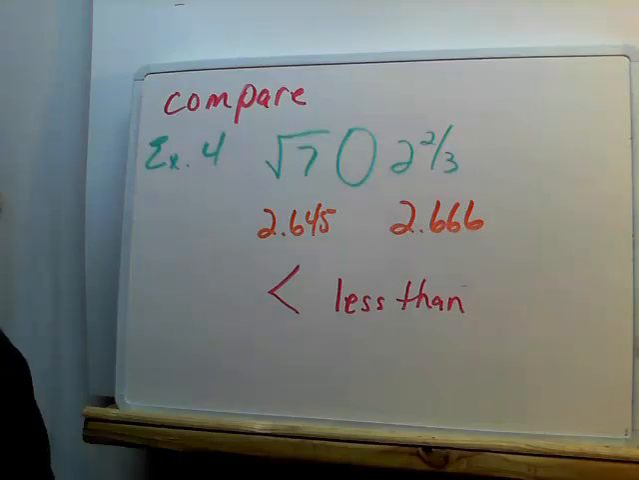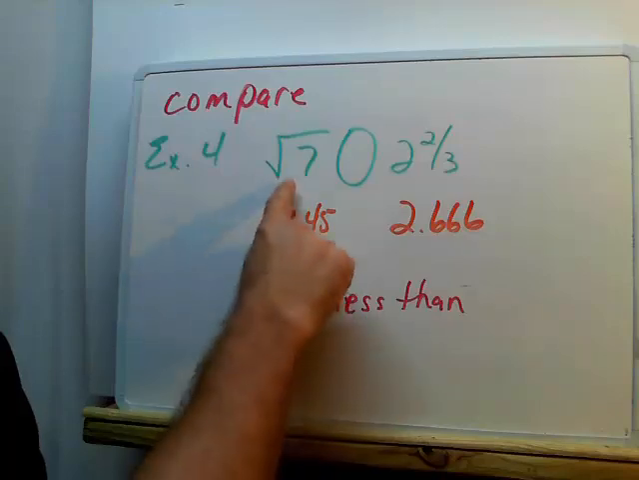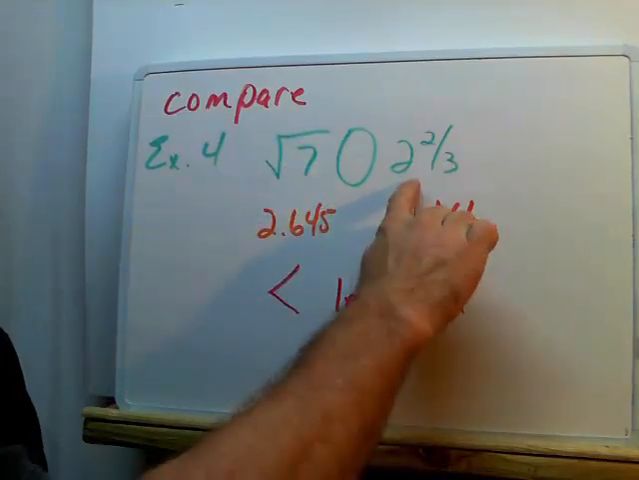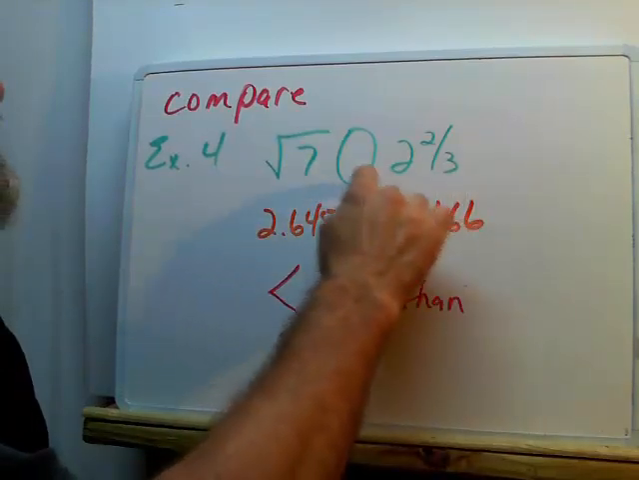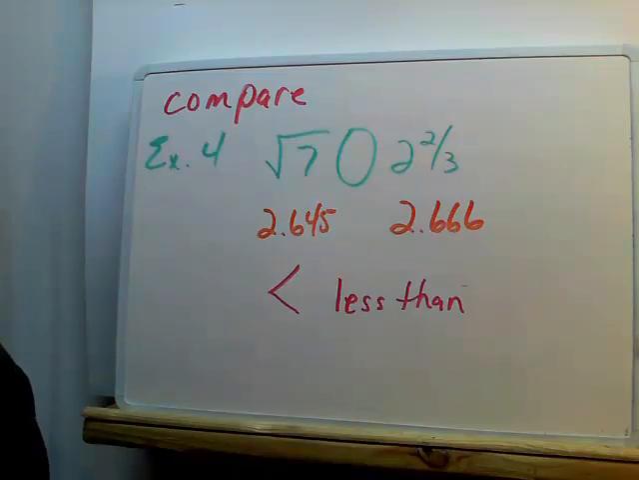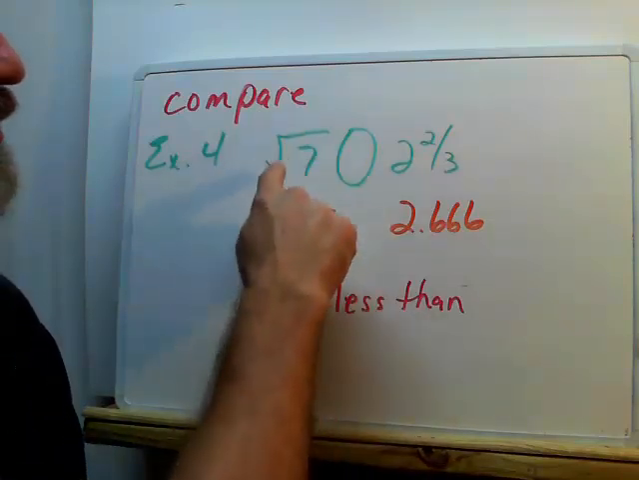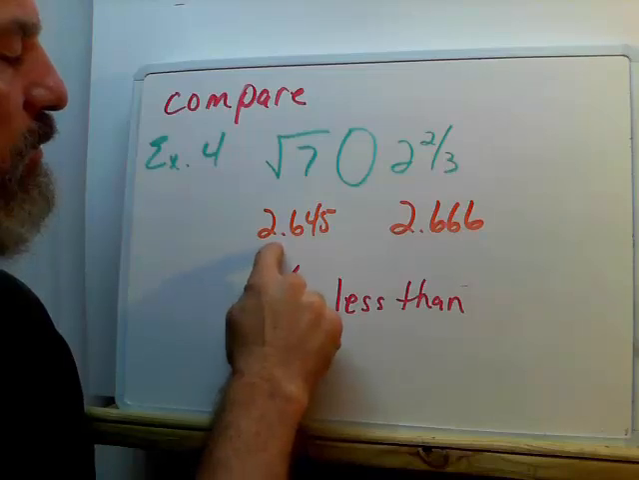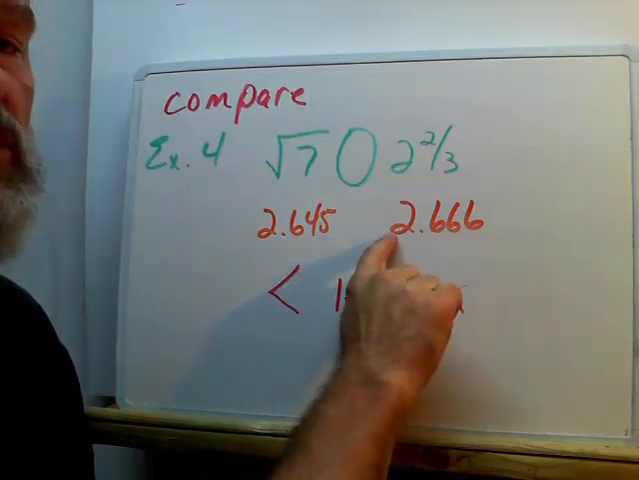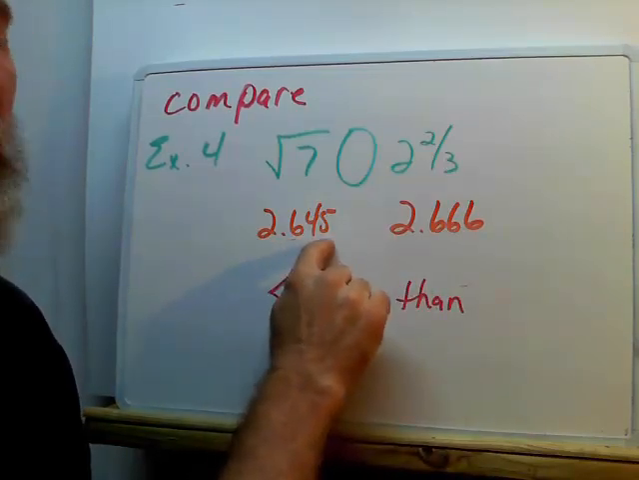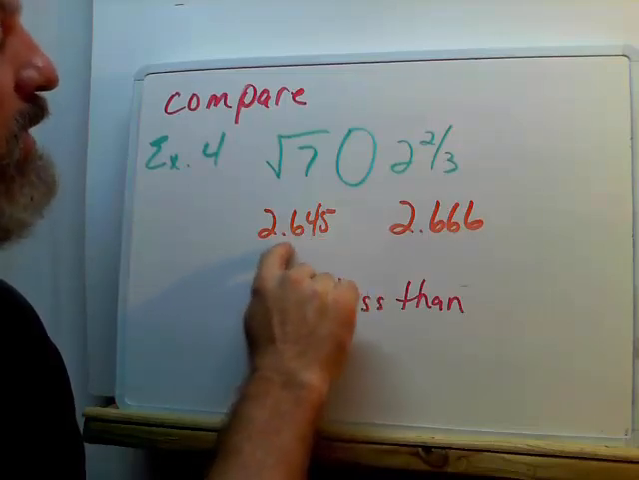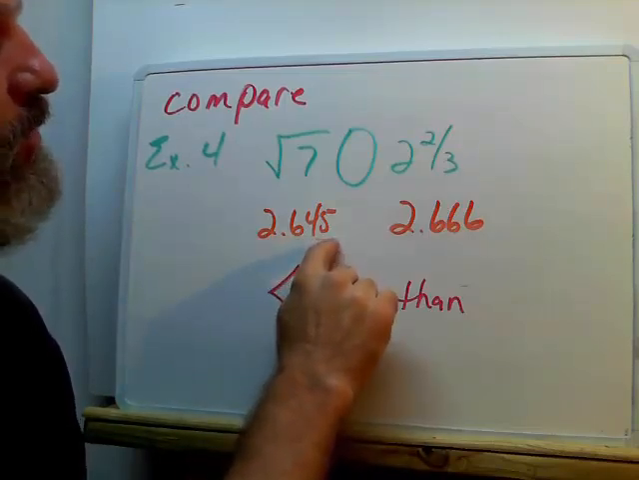In example number 4, we are being asked to compare the real numbers now. So we have the real number, the square root of 7, and we have 2 2/3, and we want to know greater than, less than, or equal to. So put this in a calculator, and you get 2.645. You get additional digits here, but usually you're only going to have to write down as many as, say, 3. I would guess. Okay, so write down your first three.